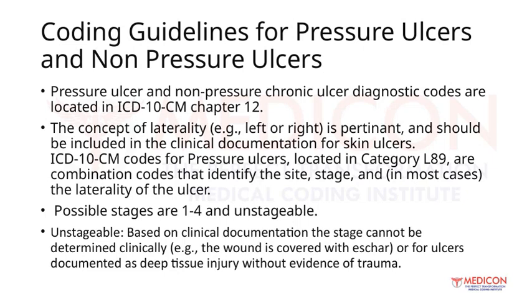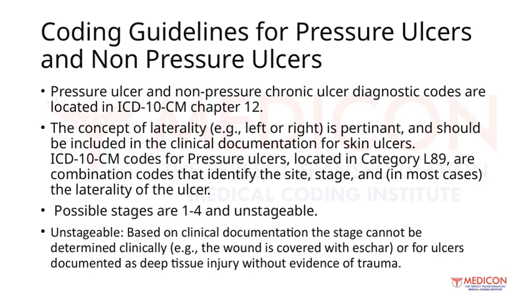Let's take a closer look at the coding guidelines for pressure ulcers and non-pressure ulcers. These types of chronic skin wounds are classified within ICD-10-CM Chapter 12. An important point to remember is the concept of laterality, meaning whether the ulcer is on the left or right side of the body. Including this detail in the clinical documentation is essential for accurate coding.